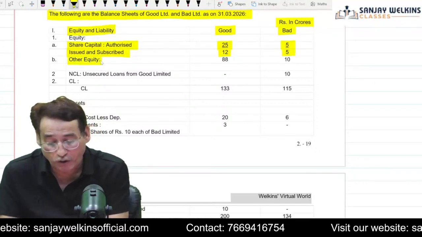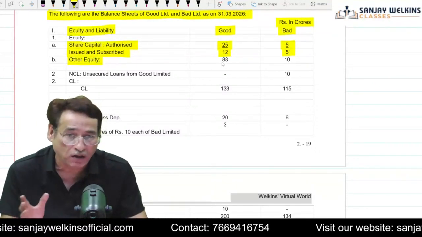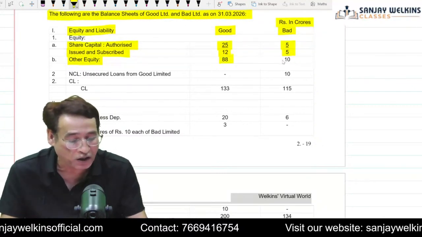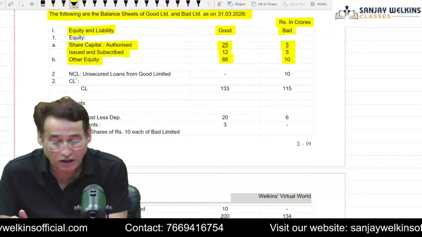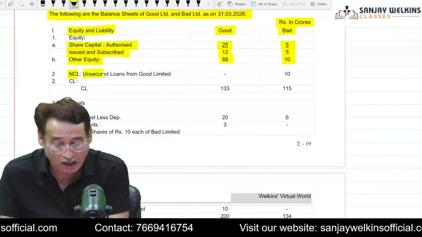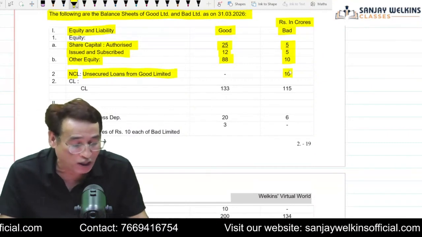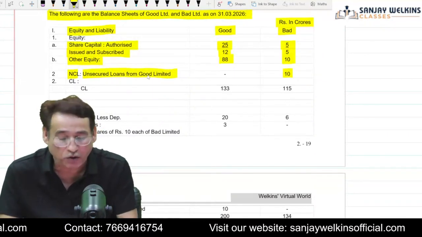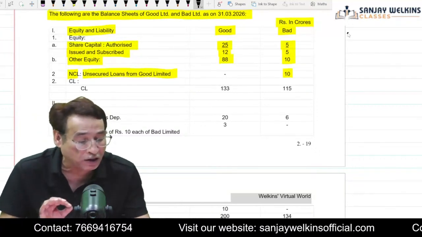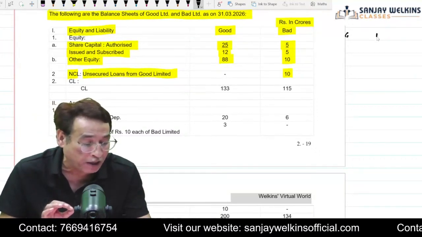Then we move over to other equity, which means reserves, general reserve, profit and loss account, etc. That is 88 and 10. Now here you have to pay a bit of attention. Under non-current liability, in the column of the acquiree company, it is written unsecured loans from Good Limited. I have already told you, in this case, there are two companies, Good Limited and Bad Limited.